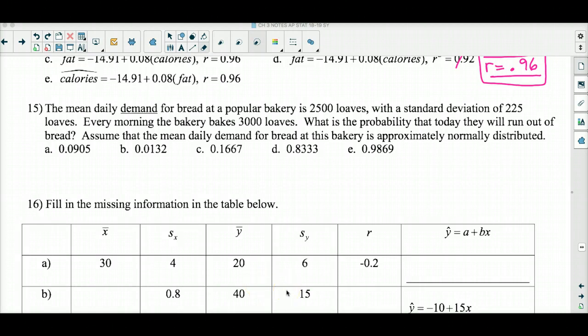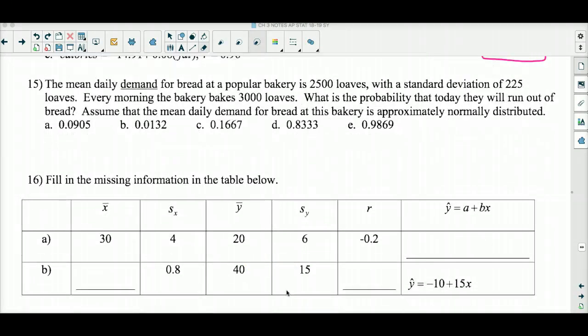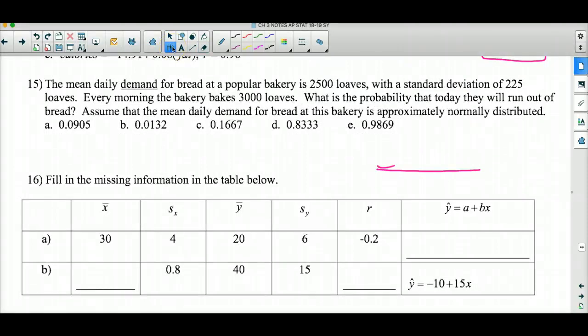All right. The mean daily demand for bread at a popular bakery is 2,500 loaves. Okay, hold on. So 2,500 loaves is the mean. The standard deviation is 225. Every morning they bake 3,000 loaves. What's the probability that they run out of bread? So they are always over here at 3,000. So this is how much bread they have. What is the probability that they hit here or more?